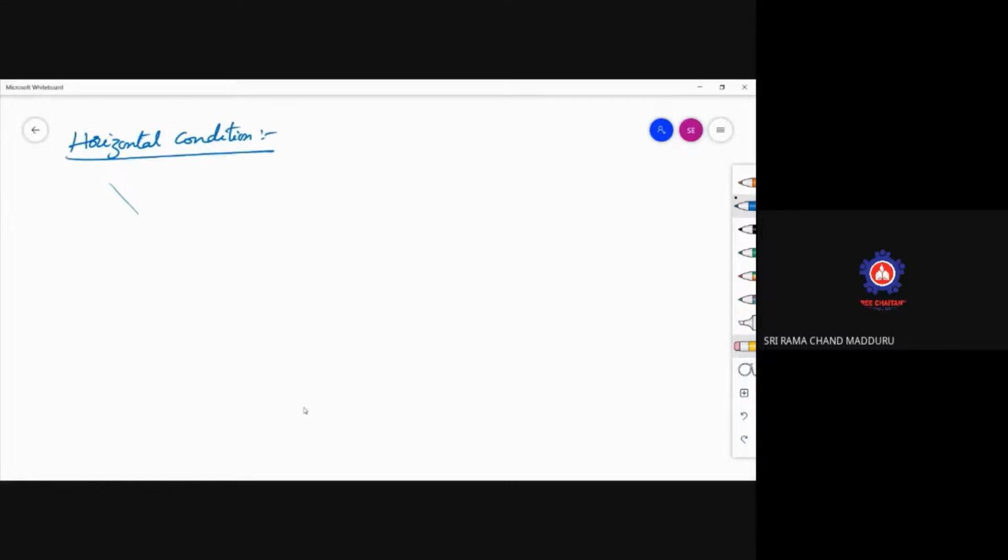So in this horizontal condition, we have to consider column AB. So this is A, this is B. Column AB will be considered. For the horizontal conditions, only columns are considered. So we are assuming that this is MBA, clockwise movement. This is MAB, clockwise movement. The length of the member is 4 meters. So the sway is happening to the right side, so the reaction will be there on the left side. So the horizontal conditions we are writing like this.